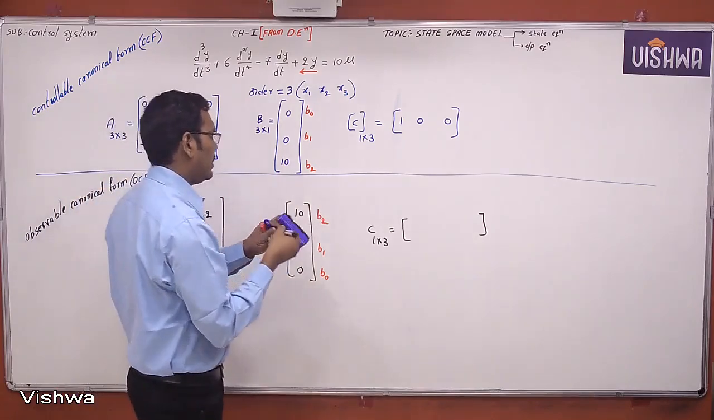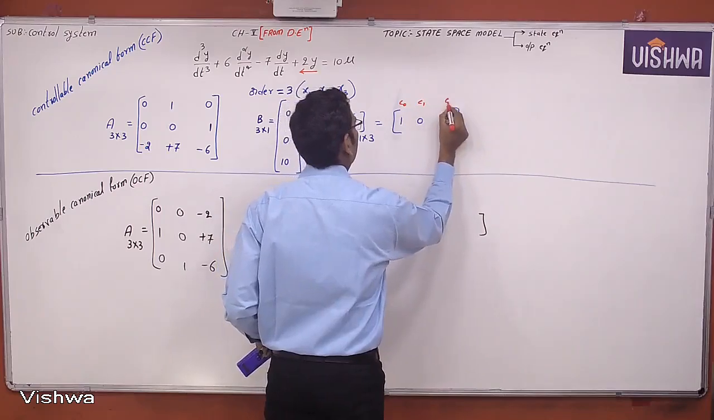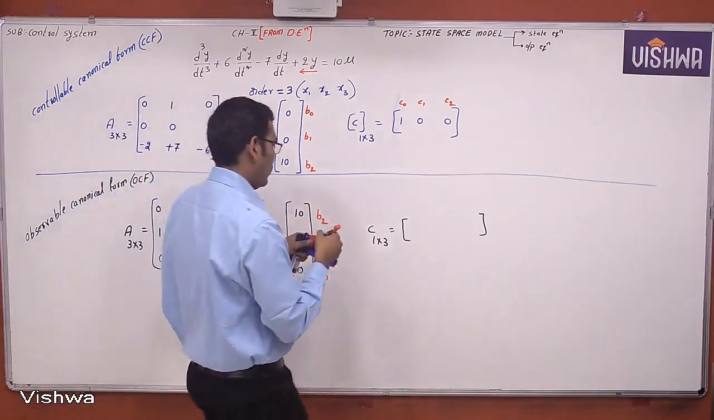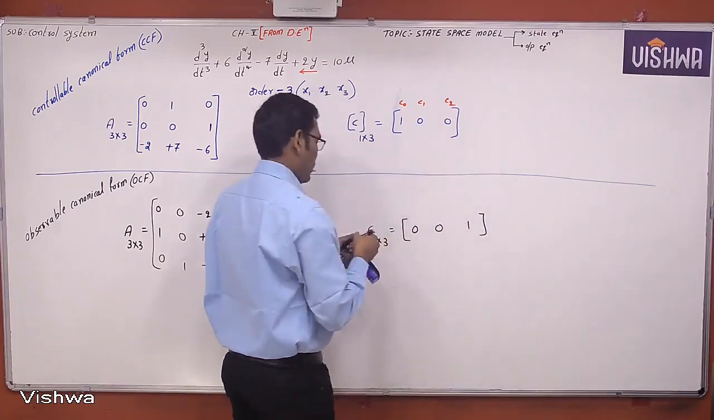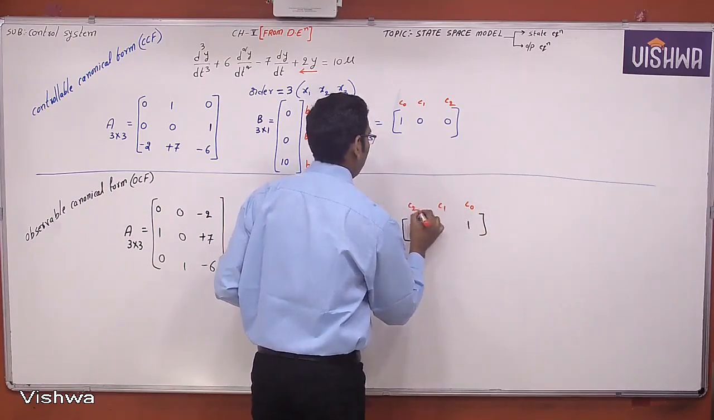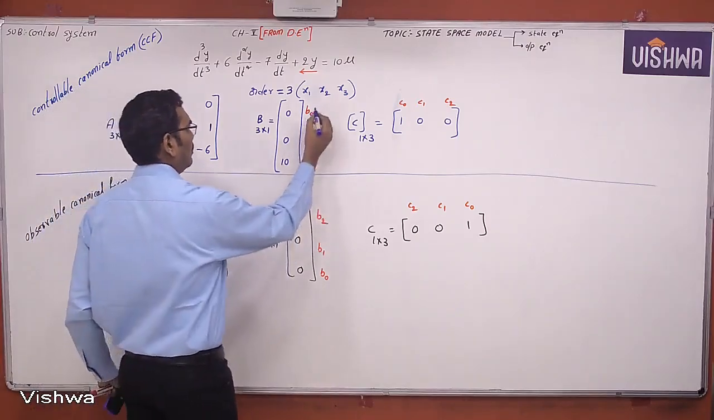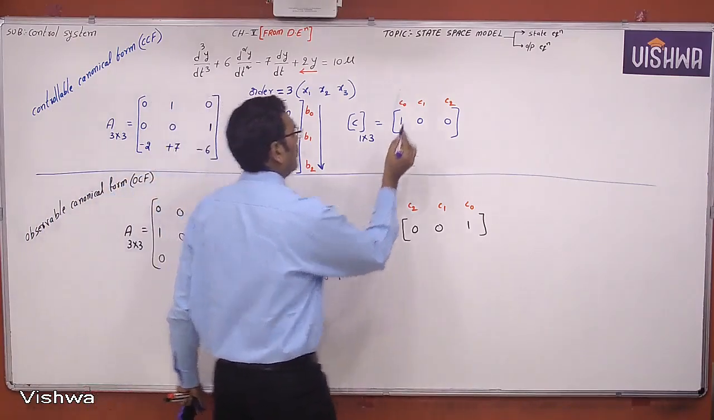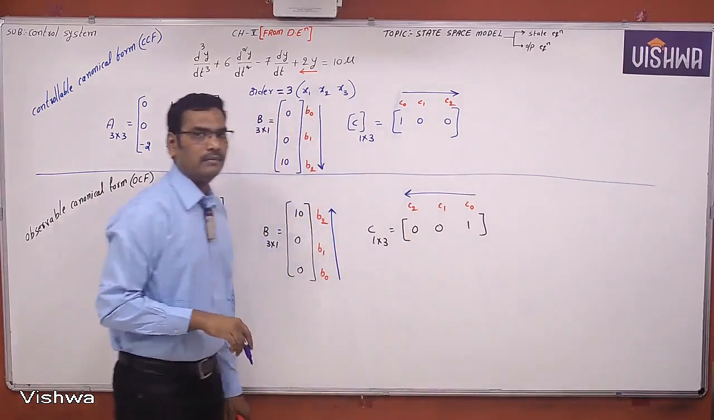In the same manner, C matrix also. This is C0, C1, C2. Left to right will be converted to right to left. Therefore, now this is nothing but 0, 0, 1. So here top to bottom, here bottom to top, here left to right, now here right to left.